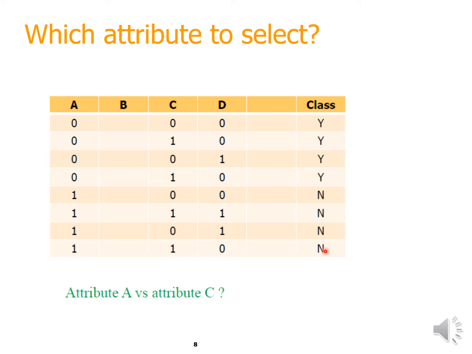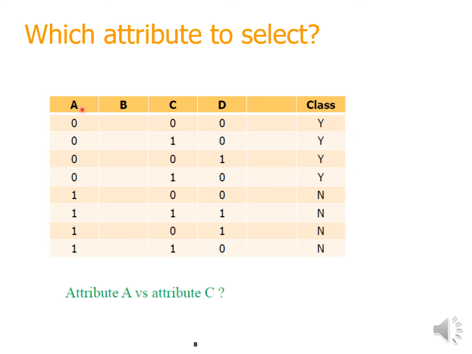So in terms of classifying the class value, attribute C is kind of useless. But with attribute A, if you know attribute A, the problem is solved. It automatically determines the class value. So if you compare attribute A with C, definitely when you build a decision tree, we prefer attribute A to attribute C.